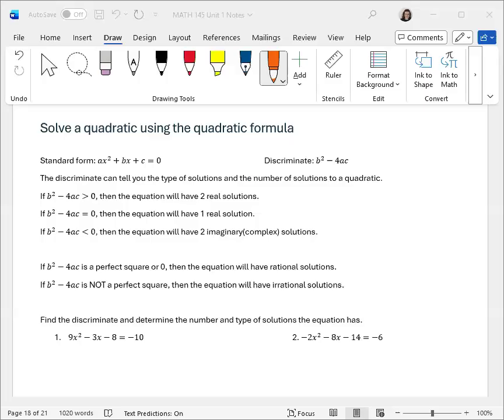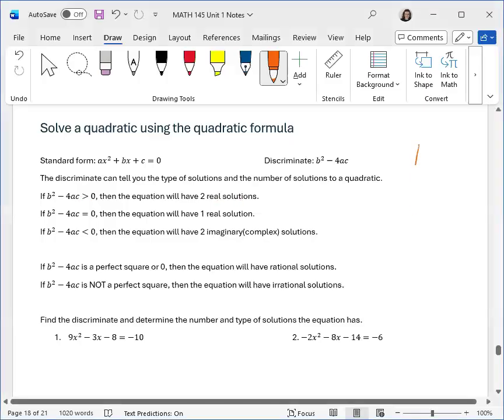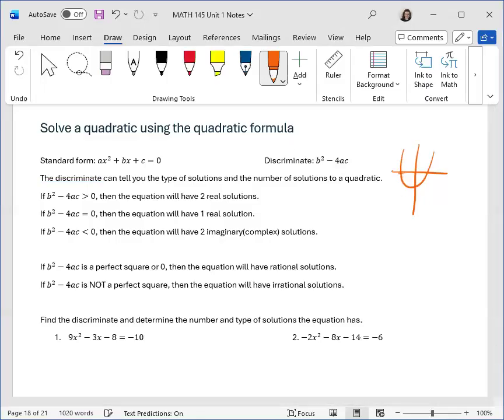So if we get a positive number for the discriminant, which is just this expression b squared minus 4ac, so if we get a number that is positive, greater than 0, then we know that the equation is going to have two real solutions, which means the parabola is going to hit the x-axis in two spots. Okay, so that's if the discriminant's positive.